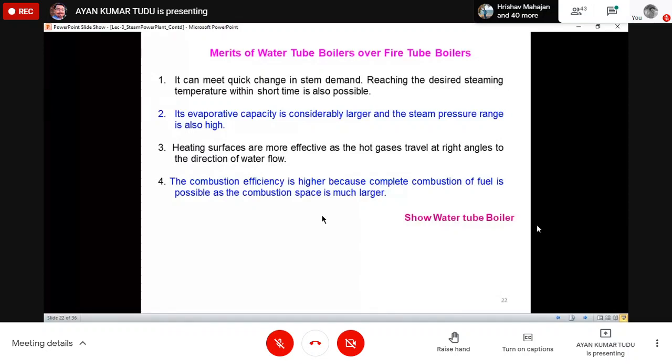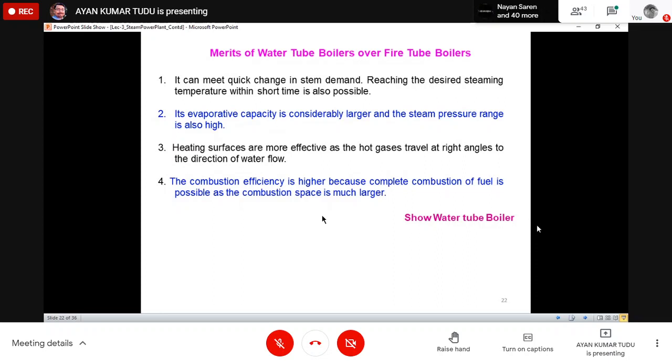Reaching the desired steaming temperature within a short time is also possible. Why? Because a large heating surface can be easily generated. Since the heating surface is large and we also have very high pressure, the change in steam demand can be met very easily, and the steaming temperature can be reached within a very short time. Its evaporative capacity is considerably larger than the steam pressure range, and the steam pressure range is also high. Yes, we have just talked about that in the features of the water tube boilers.